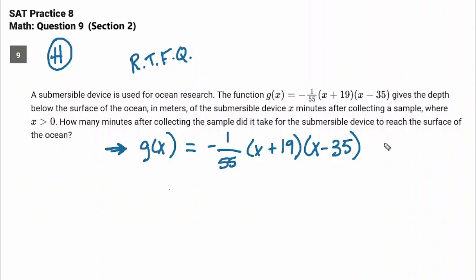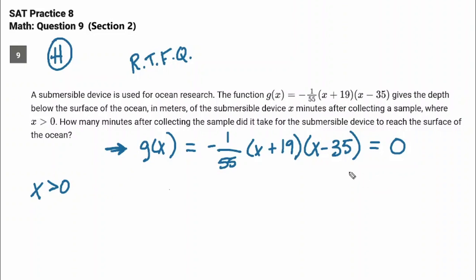So what do we want this function to be? It says depth below the ocean. We want to get to the surface of the ocean. So how much under the ocean do we want to be if we're at the surface of the ocean? We want it to be 0. Right, the only thing you can manipulate here are the x's. This negative 1 over 55 is not going to change. The 19, the 35, nothing's going to change. Also, and this is important, x has to be bigger than 0.